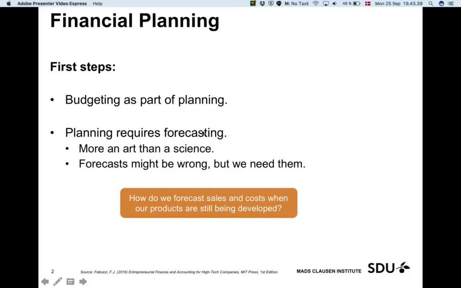So, a question that might be already coming up is, how do we forecast sales and costs when our products are still being developed? We still don't have the products out there. We will be discussing the different options that we might have for creating this future when the present is still unclear.